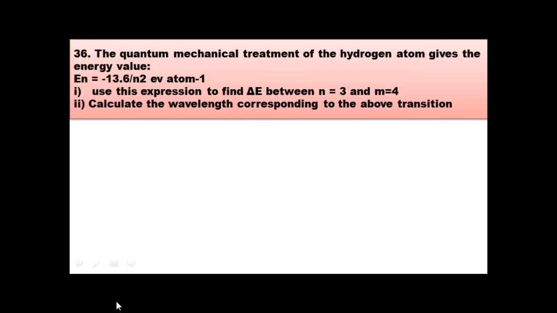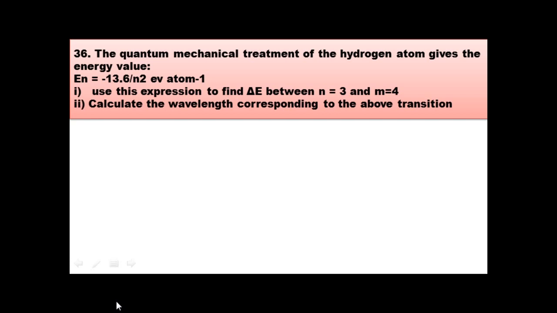The next question number 36. So what is the question? The quantum mechanical treatment of the hydrogen atom gives the energy value En equal to minus 13.6 divided by n squared electron volt per atom. So the question: use this expression to find the delta E between n equal to 3 and n equal to 4. The second question, calculate the wavelength corresponding to the above transition.